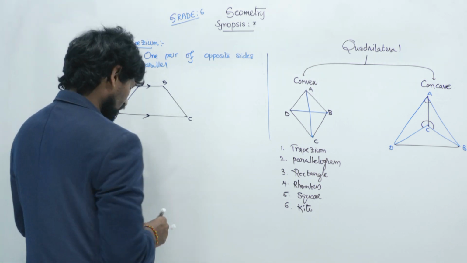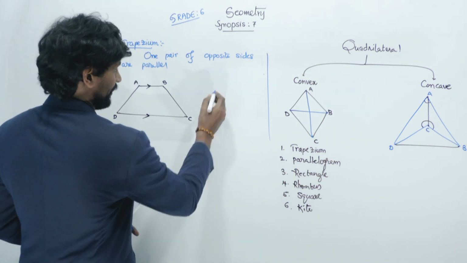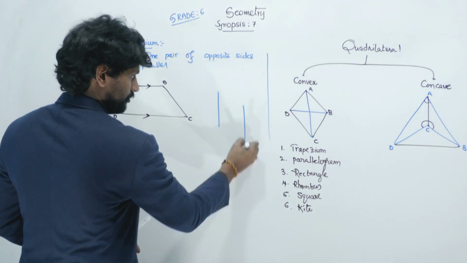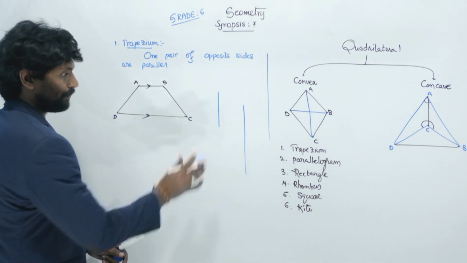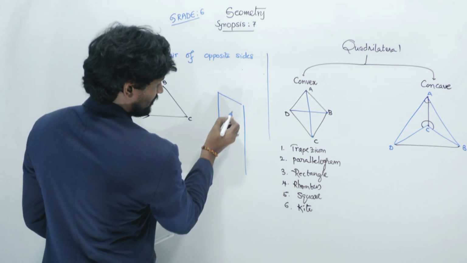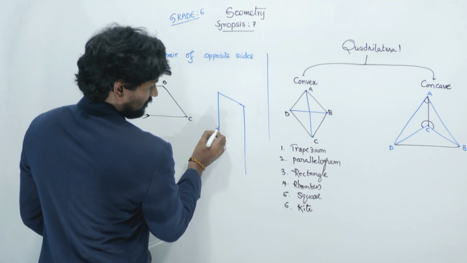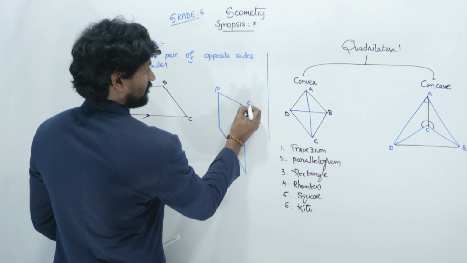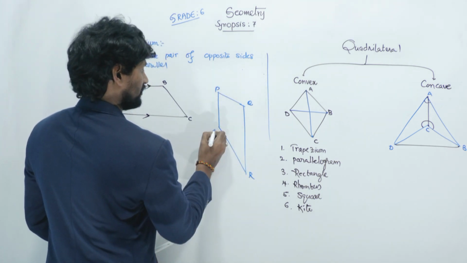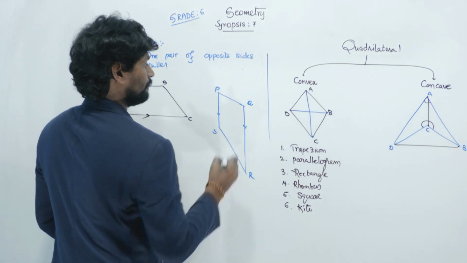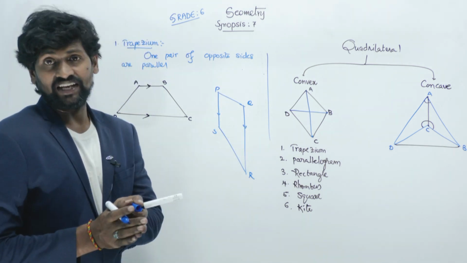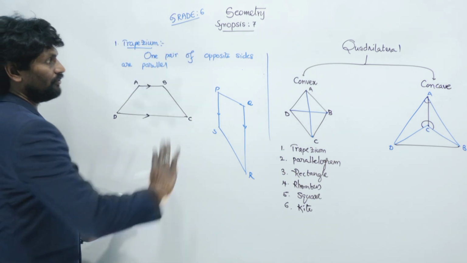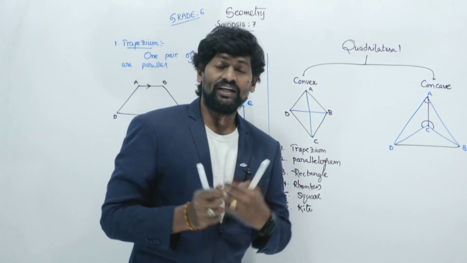Or if you want, you can draw the trapezium like this also. Take any two parallel lines, one pair of parallel lines, and join like this. Yes, it is also a trapezium. We need only one pair of parallel sides in a quadrilateral. Okay? So such a type of quadrilateral is called a trapezium.